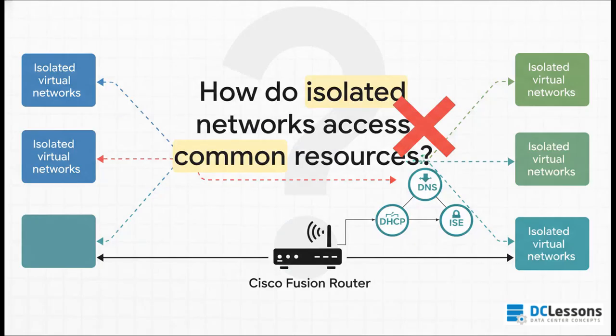Okay, but here's the catch. This isolation, as great as it is, brings up a big problem. You've got all these separate virtual networks, but they all need to talk to shared stuff. Common resources like DNS to find things on the network, DHCP to get an IP address, or maybe your Identity Services Engine. So the big question is, how do you let them access those services without completely destroying the security and segmentation you just built? How do you avoid punching a giant hole in your defenses?